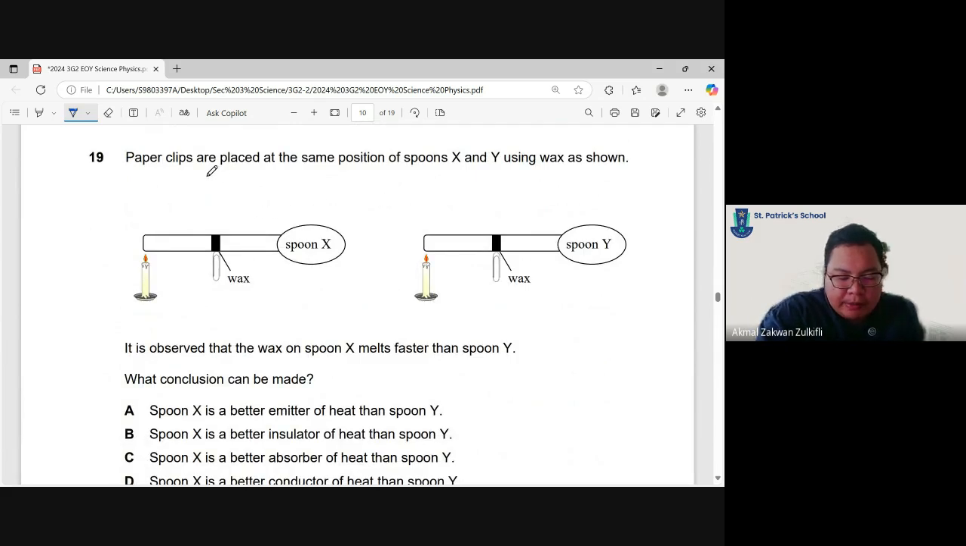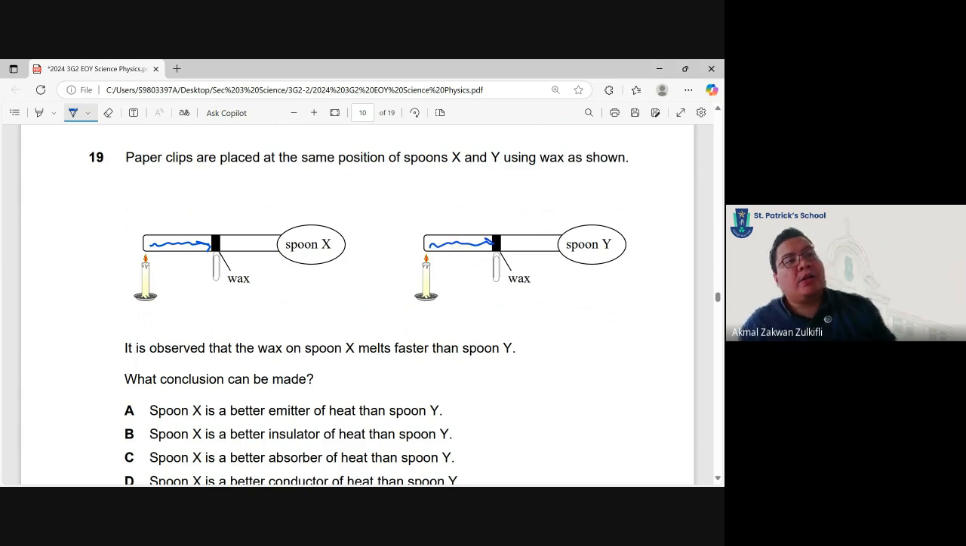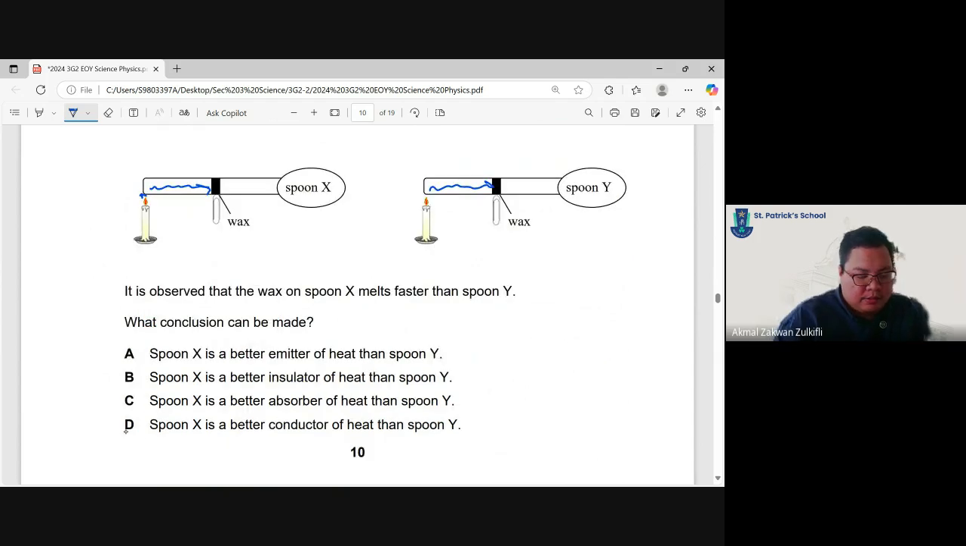Question 19. Paper clip X put in the same position. Spoon X, spoon Y. Observe that the wax on spoon X melts faster than on spoon Y. So this one melts first. Immediately, what can we say? This one has to be conduction. It cannot be radiation. Why? Because this is solid. Yes, this part is radiation from the flame to the spoon. But how does it travel all the way to the wax? That one needs conduction. It cannot be convection. Definitely not convection. Right? So the answer is D.